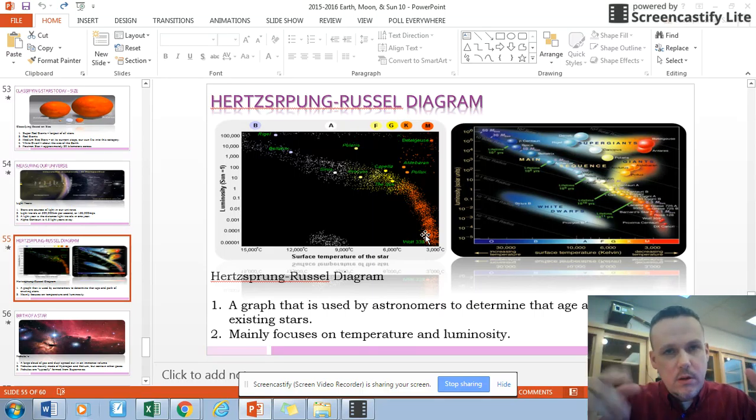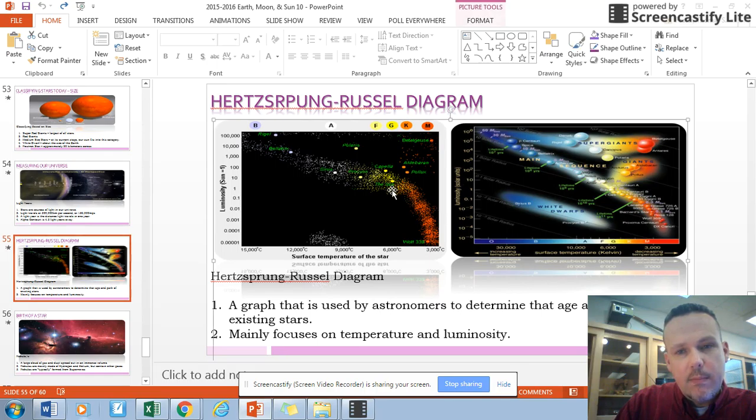Gravity's pulling the nebula in and it's forming a star, and we would call that a protostar. These guys are going to be burning red and very, very dim. See, luminosity, very dim. So very cold and very dim. As they work their way up, and see, there's our sun right there. It says sun. Maybe I can make this bigger, I can't, I'm sorry. Our sun is right there.